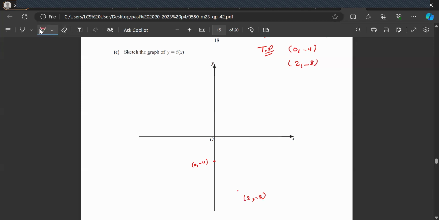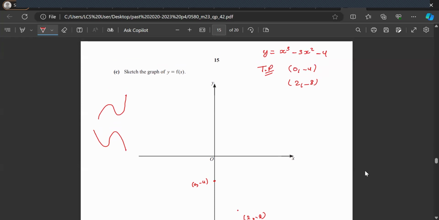Okay? Now, what do you think I should do? It is a cubic function. So either it is looking like that or it is looking like that. How would I know which one of them? Look here, I will tell you something. The coefficient of x cubed: if it is positive, it means going like this. If it is negative, it means going like this.